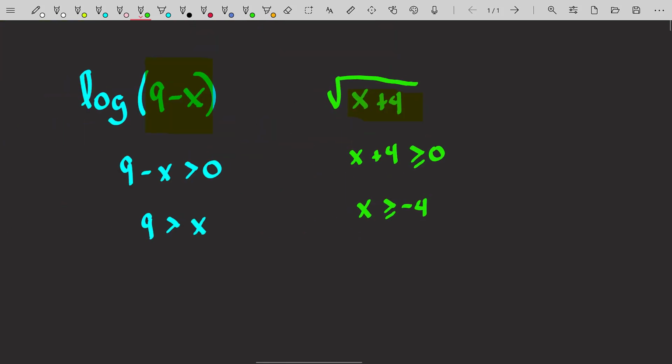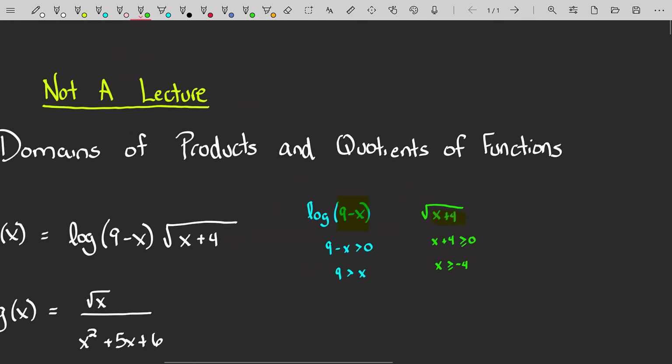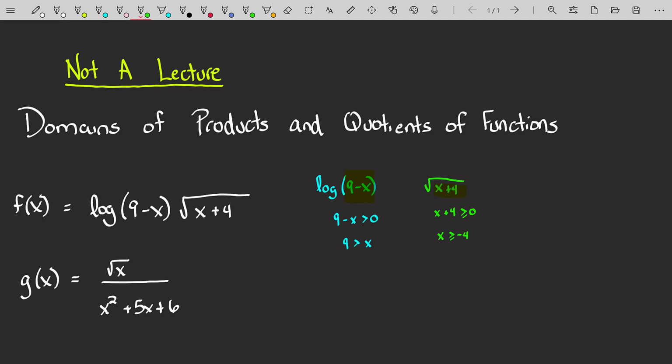-4. Now with products and quotients of functions, which is what we see in the white ink over to the left-hand side there, f of x, each time that you find the domain of a function within that product, it further restricts the overall domain of the product.